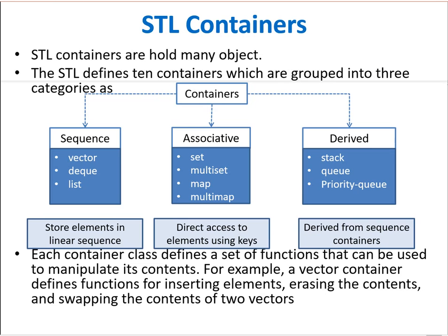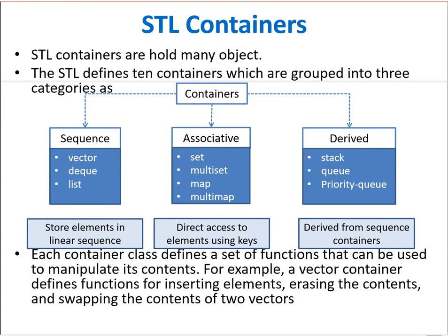Or in other words, we can say STL defines 10 different types of containers, which are grouped into three categories such as sequence container, associative container, and derived container. Here, the sequence container means storing the elements in a linear fashion, or we can access the elements in a sequential way. Examples of sequence containers are vector, deque, and list.